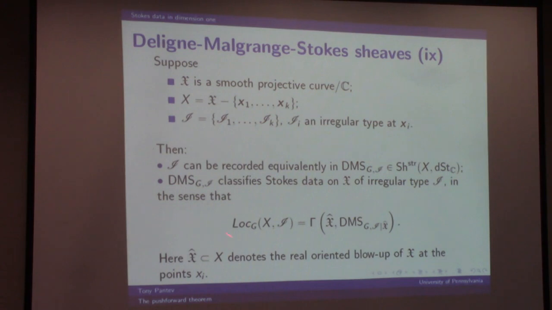So the global sections of this Deligne-Malgrange-Stokes sheaf on the surface with boundary that you get by blowing up the curve at the points that produce the boundary are exactly the Stokes filtered local systems, or the moduli of Stokes data from this area. So it's a global section. So if you want to understand why this thing is Poisson or symplectic, you need a symplectic structure relative along the fibers of this guy, and this is what we were doing, the constructed one.